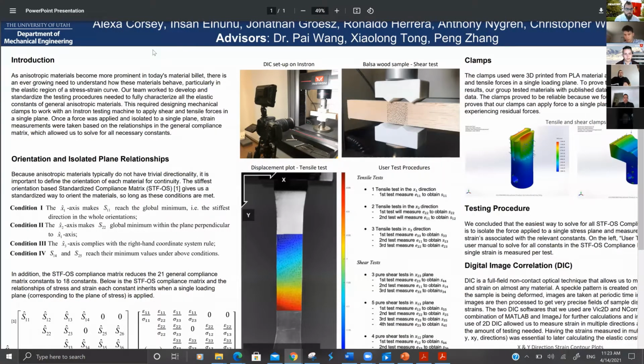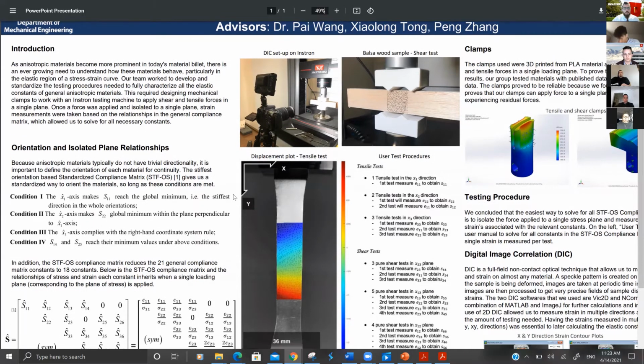As an introduction to our project, as anisotropic materials become more prominent in today's material billet, there is an ever-growing need to understand how these materials behave, particularly in the elastic region of the stress strain curve. Our team worked to develop and standardize the testing procedures needed to fully characterize all the elastic constants of general anisotropic materials. This required designing mechanical clamps to work with an Instron testing machine to apply shear and tensile forces in a single plane. Once a force was applied and isolated to a single plane, strain measurements were taken based on the relationships in the general compliance matrix, which allowed us to solve for all necessary constants.